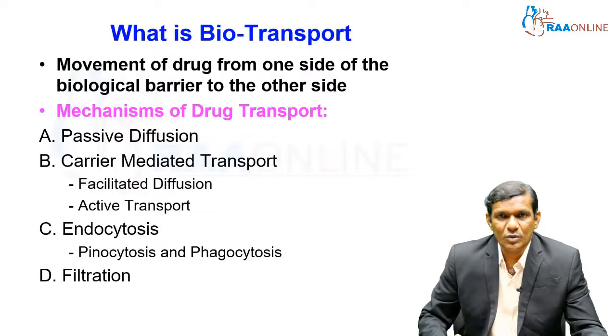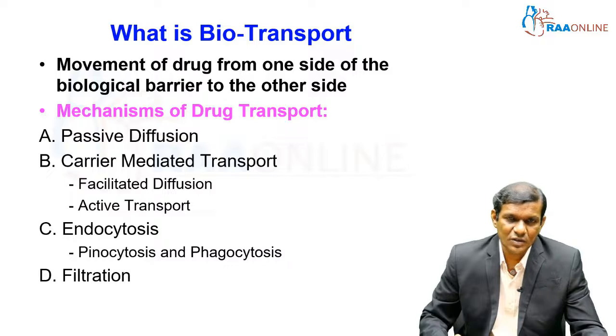Coming to biotransport, the name itself suggests how drugs are transported through biological tissues. Basically it is the movement of a drug from one side of a biological barrier to the other side. There are types of drug transport mechanisms. One is passive diffusion. Second is carrier mediated transport, which involves facilitated diffusion and active transport. Third is endocytosis, which involves pinocytosis and phagocytosis. Then finally, filtration. So there are four types of transport mechanisms.